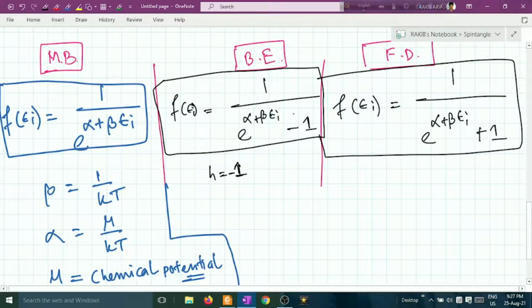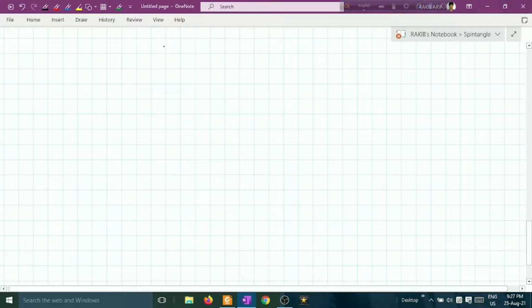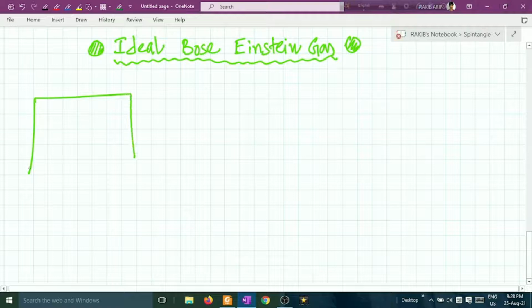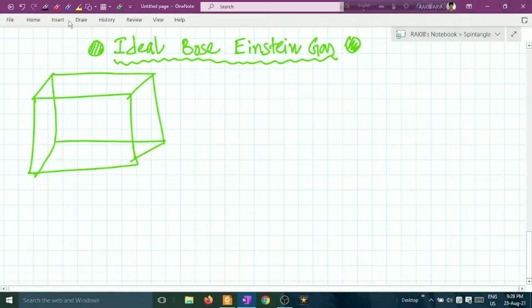Now I'm moving to our topic today, the ideal Bose-Einstein gas. I am going directly to Bose-Einstein statistics. What is an ideal Bose-Einstein gas? Consider a system that is filled with a gas, and the particles of the gas are bosons.